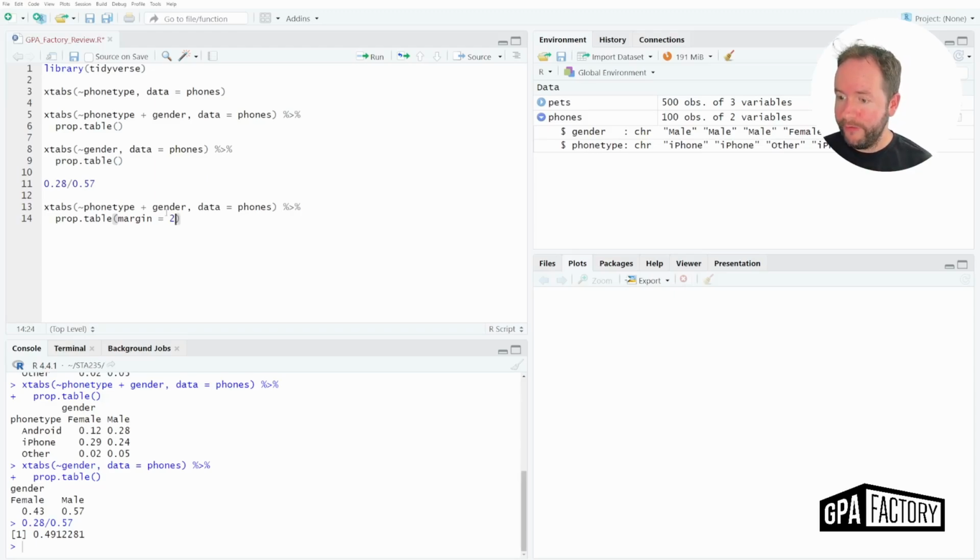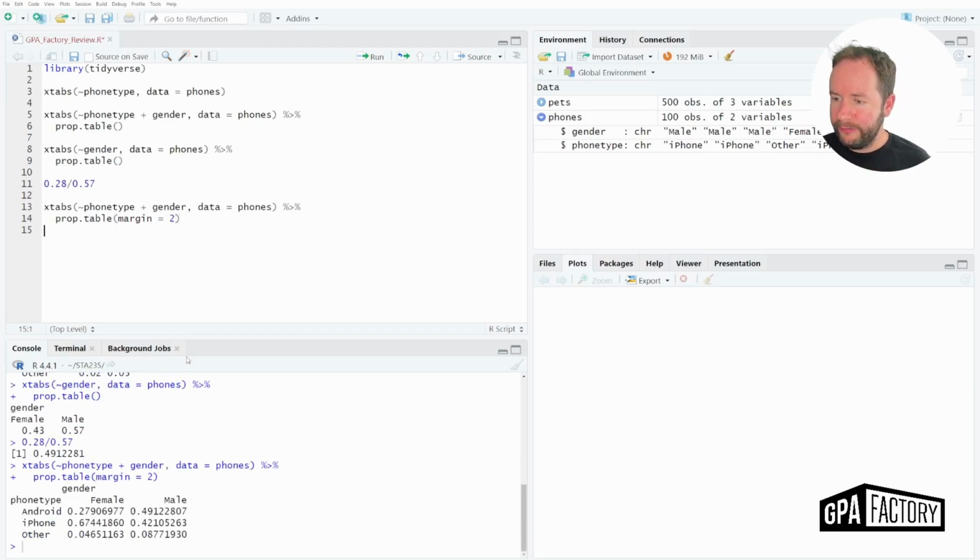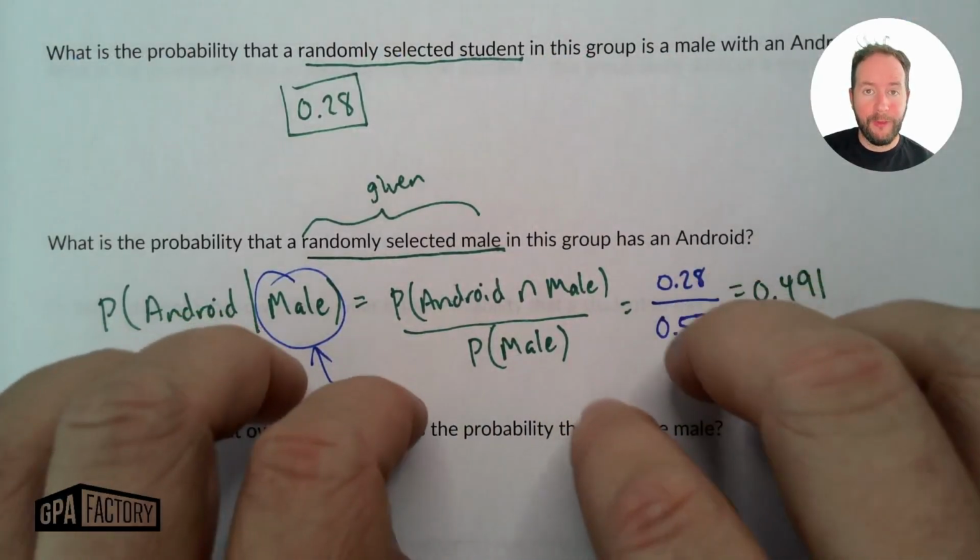So watch carefully. I'm going to run this line. And check it out. This is a conditional probability. This is the probability that someone owns an Android given that they are male. But check it out. It's the same value we got when we used the conditional probability formula. So same value, 0.49122807. I know it rounds over here, but that's okay. 0.49122 is close enough. So I got the same value when I did the prop.table margin equals 2 as I did when I used the conditional probability formula.